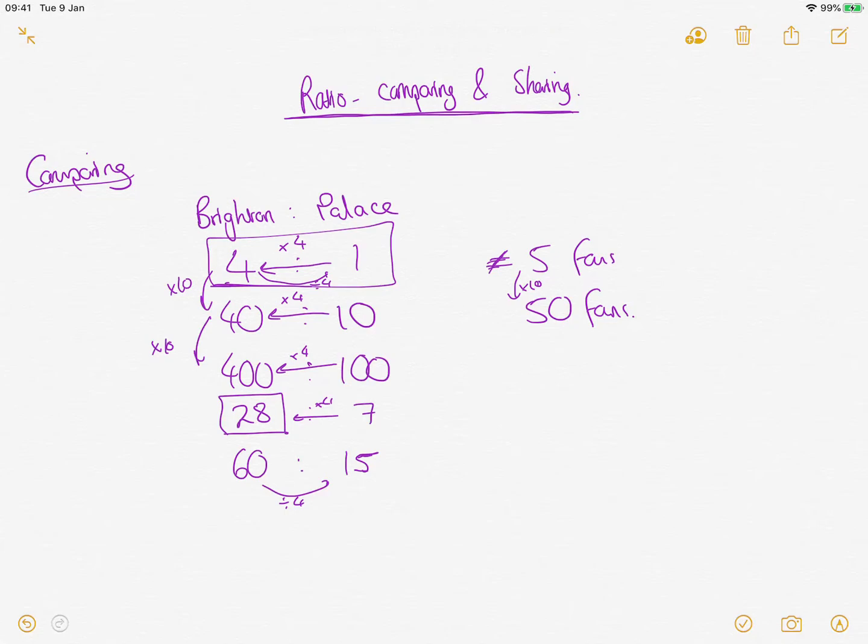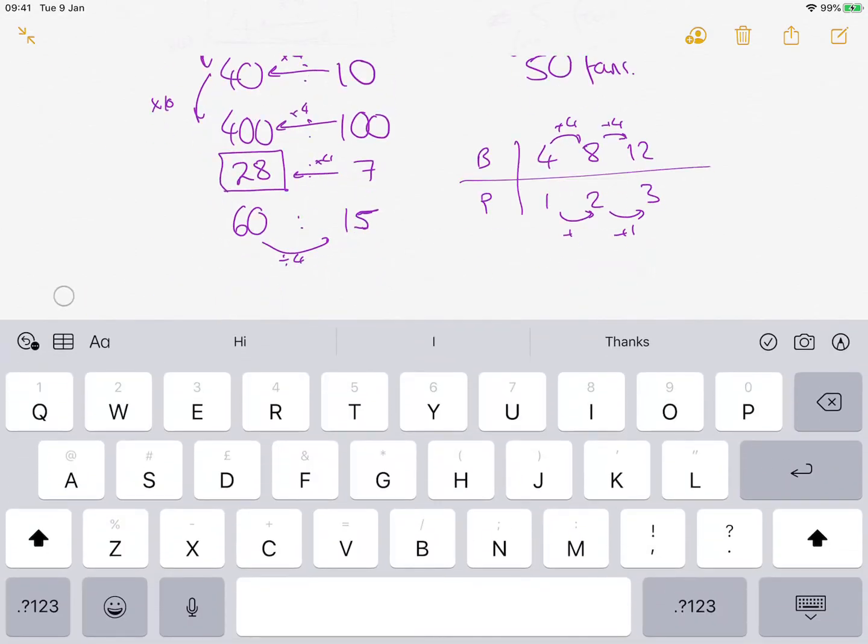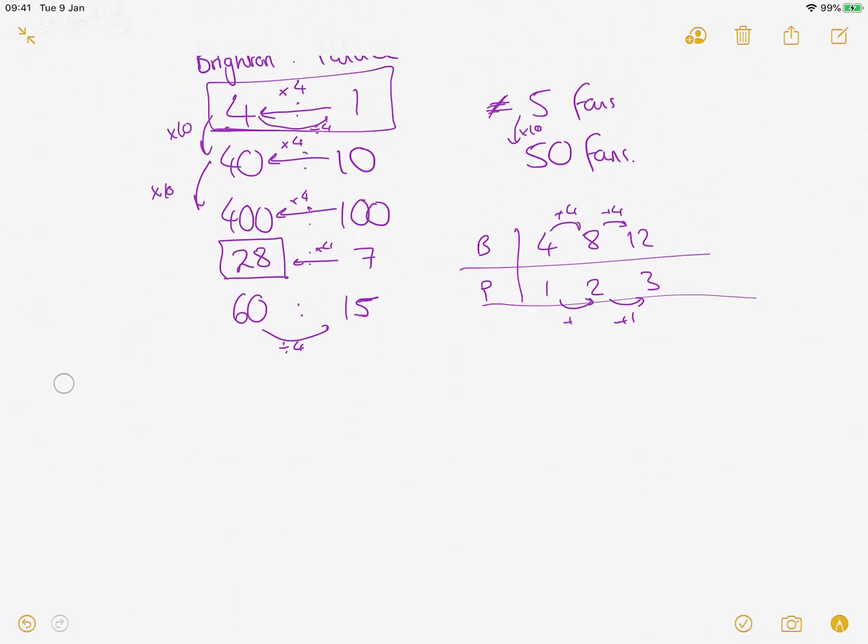Some other ways that you could see a ratio is in a table. If you have Brighton and Palace, then you could have 4, 1, 8, 2, 12, 3. Notice what's going on here. We're adding 1 each time, adding 4 each time. So it's just your 4 times table and your 1 times table added together, which in total, if I added those up as well, then I'd get my 5 times table. So that's the total, and this is the ratio.